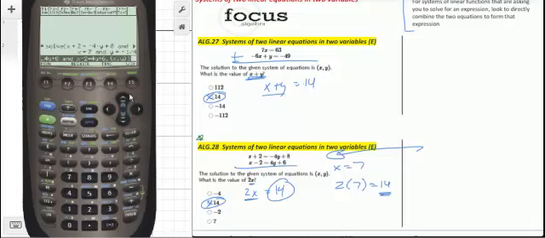It's in these custom tabs. Now, if you need to get back, you just hit second home again. It'll toggle back to that normal set of tabs where the F2 is your algebra tab. But if you need it again, it's second home, go to your custom tabs, hit F3 solve, and your system solving template's right below that.